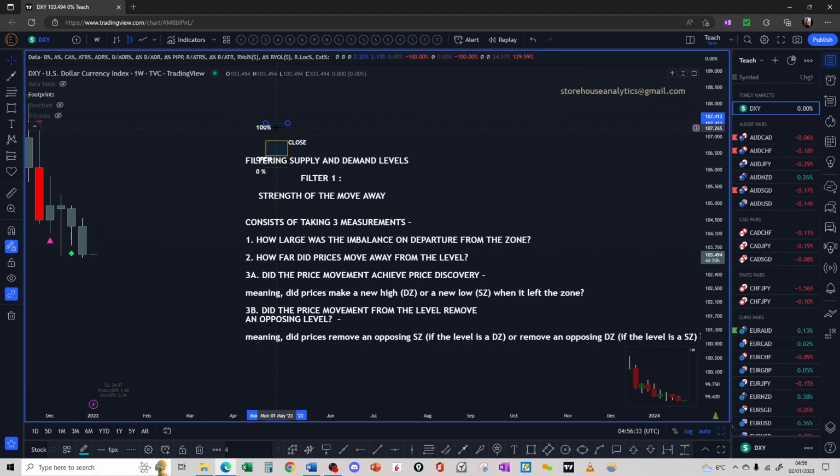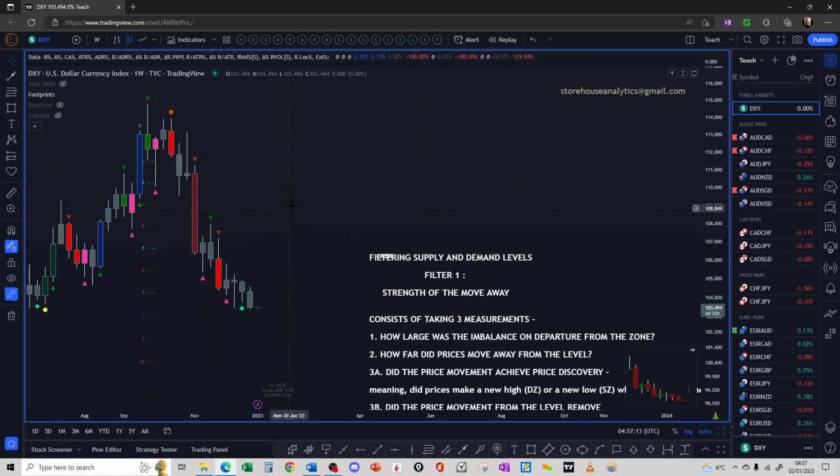Okay, I'm going to delete all of this, make it less cluttered. All right, so how large was the imbalance on departure from the zone? I've already given you two examples. Was it a gap, the biggest representation of an imbalance? Was it a big candle? What do you define as big? Greater than 50, greater than 60, greater than 70, greater than whatever number? You decide. Okay? The next point is, how far did prices move away from the level? That's another measurement, which is basically the distance that prices moved away from the level.